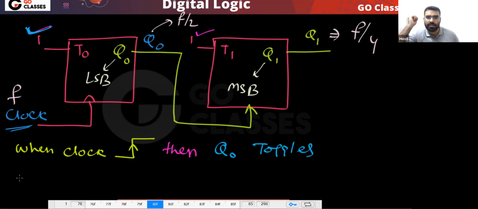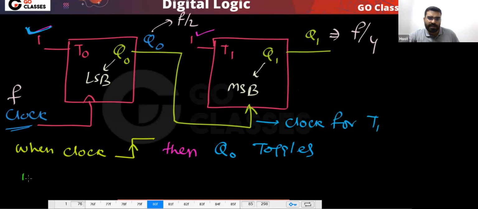Very good. Now tell me, when the clock goes from 0 to 1, can I say Q1 will also toggle? No. What is the reason? Because this clock is not applied on this T1 flip-flop. What is the clock for this T1? This is the clock for this T1.